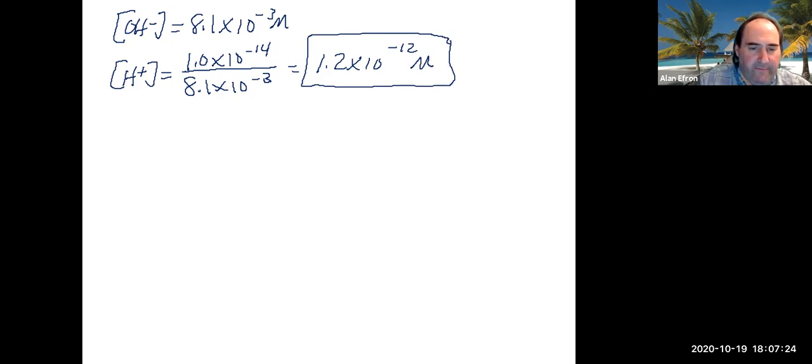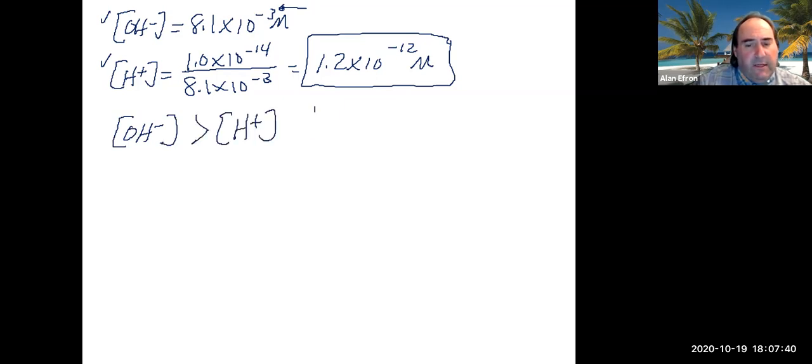Now that we have both of these numbers, we want to compare them. And we do see that the OH minus is 10 to the minus 3, which is a much larger number. And that means that our OH minus in this case, our base part, is bigger than our acid part of the solution. And this guy should be basic. Question on any of those 4 there?